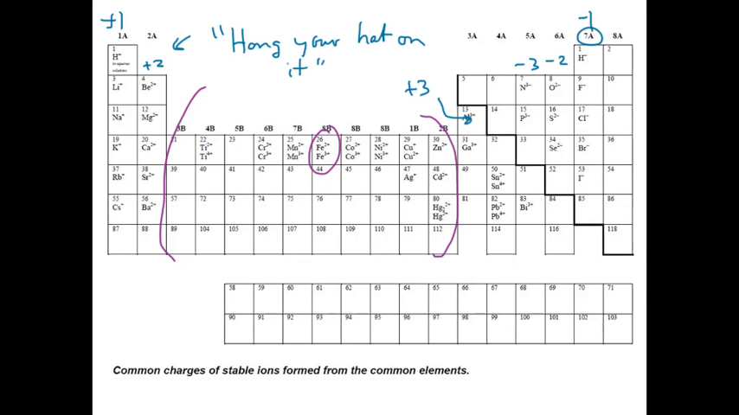What I'm trying to say is you for sure know that 1A is going to be plus 1. 2A is going to be plus 2. 3A is going to be a plus 3. You for sure know, again, the halogens are going to be minus 1, 6A minus 2, 5A minus 3. You can hang your hat on it. Because I'm going to contrast that actually in the middle part.